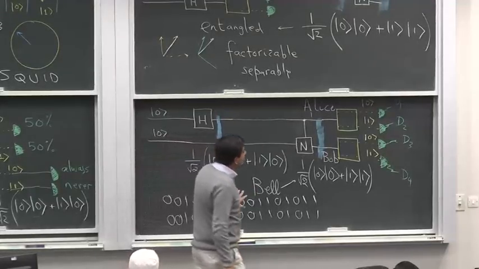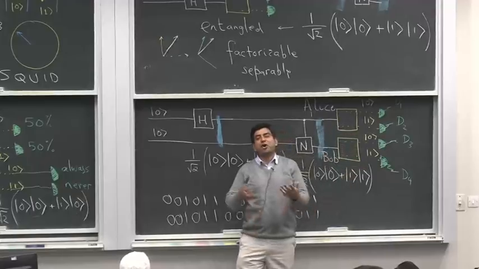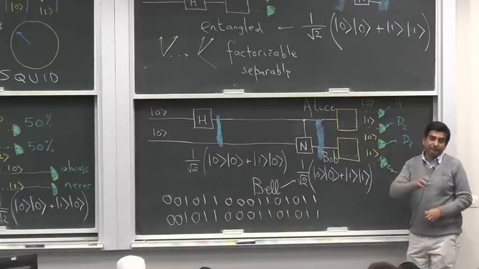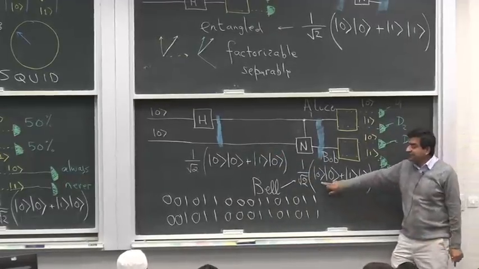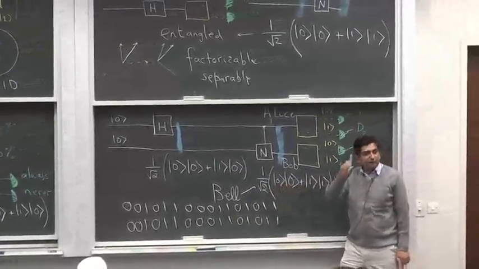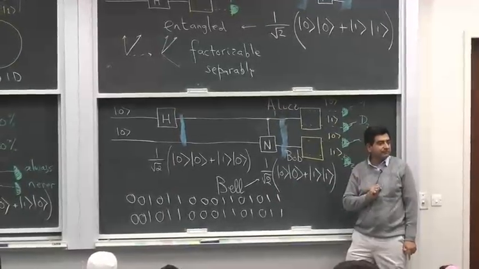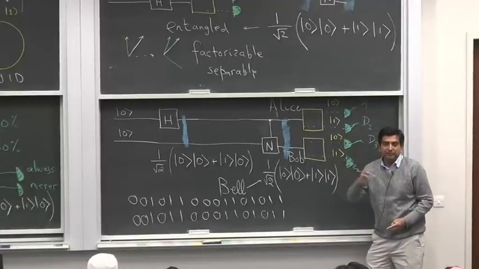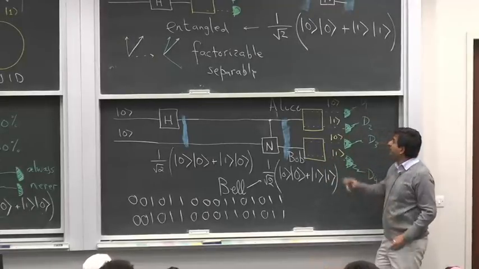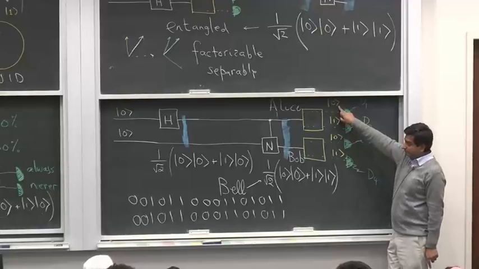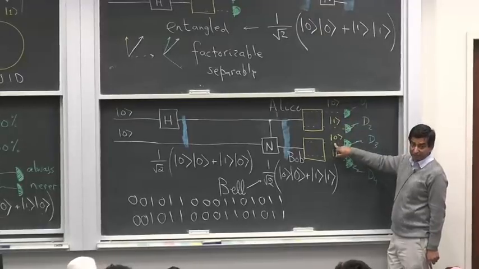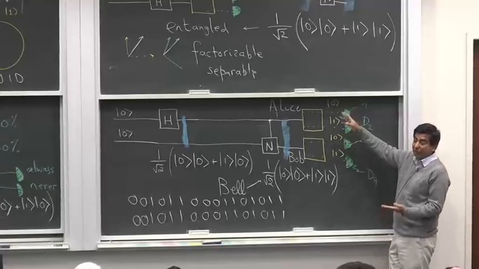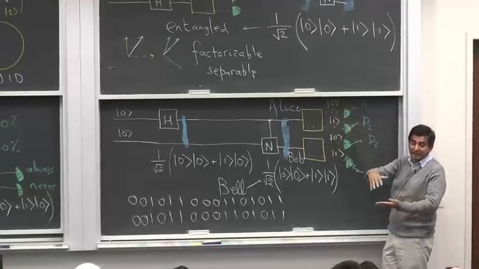Because what's happening is that once both Alice and Bob make a measurement, this state collapses. It collapses into ket 0, 0 with a probability of 1/2, and into state 1, 1 with a probability of 1/2. So if she measures 0, Bob also measures 0, but they don't know what they're measuring. They don't know the measurement outcomes until they've met.